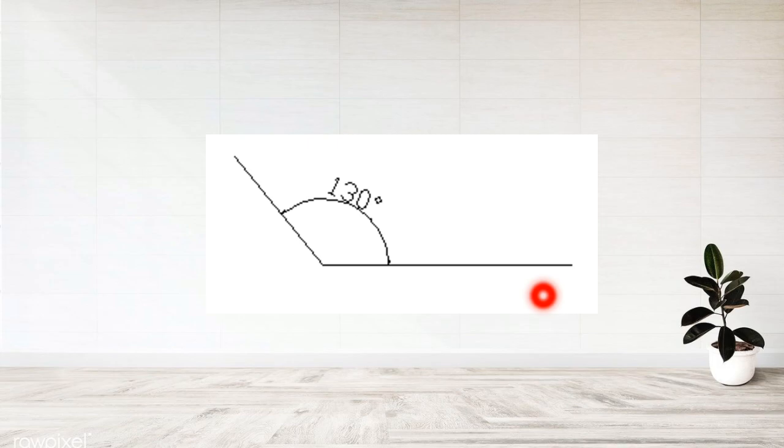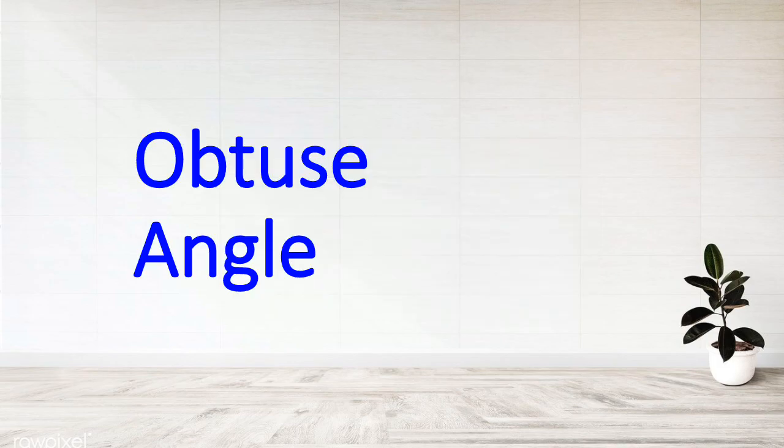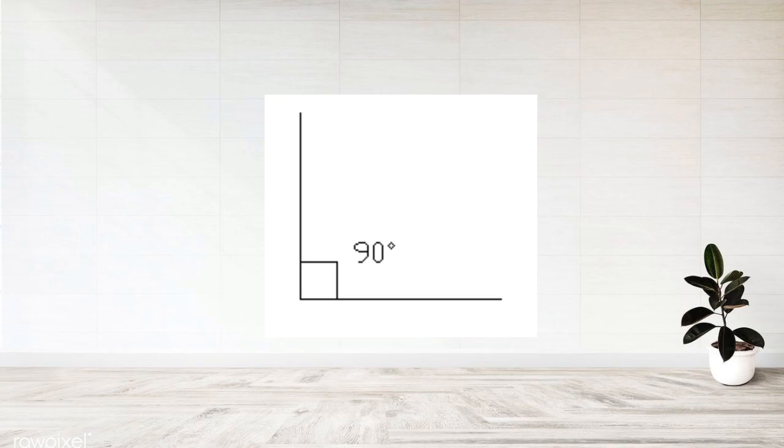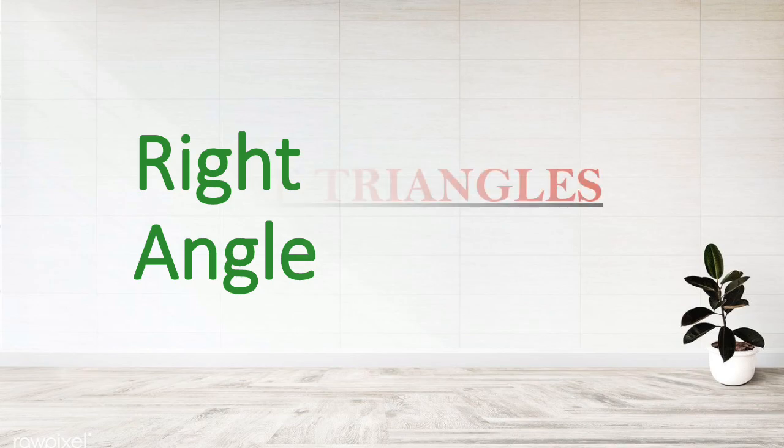The next one is an angle whose measurement is greater than 90 degrees but less than 180 degrees, so this one is the obtuse angle. And here in front of you, this angle is an angle whose measurement is 90 degrees, so this one is a right angle.